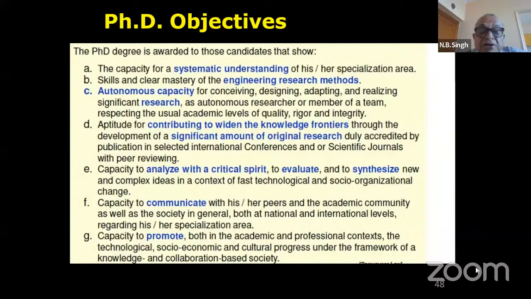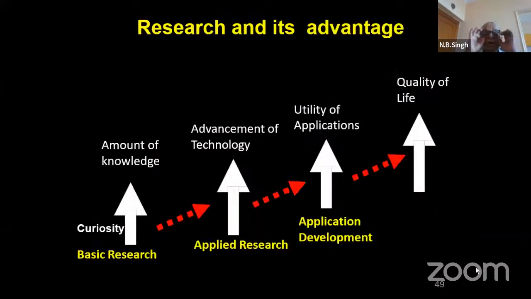release in a context of fast technological and socio-organizational change, capacity to communicate with his or her peers and academic community as well as the society in general, both at national and international level regarding his or her specialization area, capacity to promote both in the academic and professional context the technological, socio-economic, and cultural progress under the framework of a knowledge and collaboration based society. That is, if you have got a PhD degree, you must have the capability of all these things which I have just mentioned.